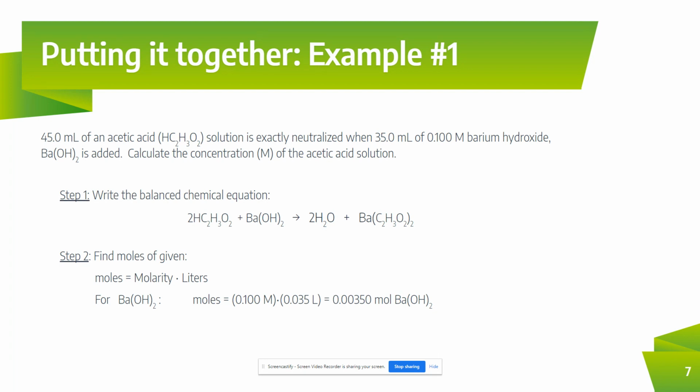In step 2, you need to find the moles of what's given in the problem. This is going to be the substance which you have more information about. Because I gave you both the milliliters and the molarity for barium hydroxide, we have more information about that substance. So we can figure out how many moles of barium hydroxide we have. The moles are equal to the molarity times the liters. So for barium hydroxide in this case, we have 0.100 molar times 0.035 liters.